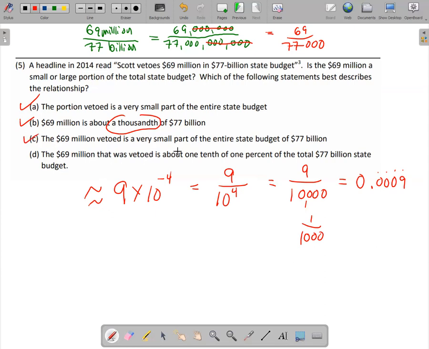The 69 million that was vetoed was about 1/10 of 1% of the total 77 billion state budget. Okay, so just a reminder, 1% is 1 out of 100, which is 0.01, and we have 1,000th, which is 0.001, which is 1/10 of a percent. So that right there is 0.1%.